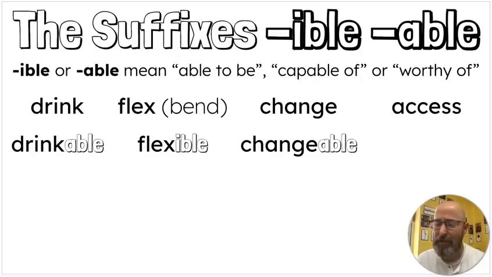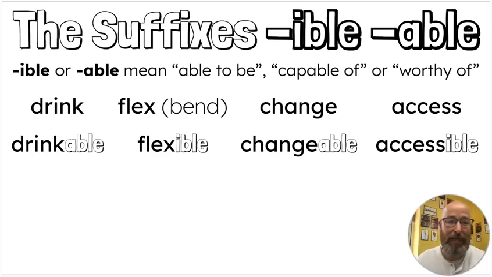Let's do one more. If you can have access to something, access means you can get to it. If you can get to something, we would say it's what? Accessible. That's right. Now remember, all these are adjectives because they would describe how something is.